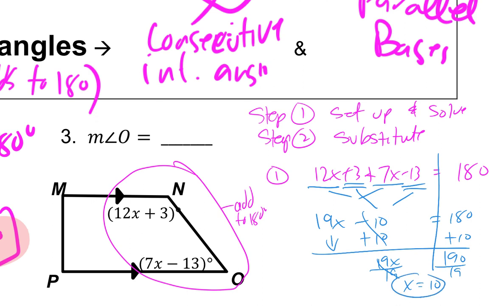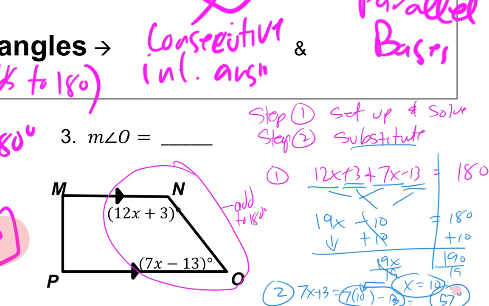Okay, so we're going to use that in step number 2, which is substituting. So let's take a look. They want the measurement of angle O. O is represented by 7x minus 13. So we're going to say 7x minus 13 is equal to 7 times the quantity of 10, minus 13. If we put that into our calculator, 7 times 10 minus 13, that's 70 minus 13, which gives us 57 degrees. Okay, so that's our answer.